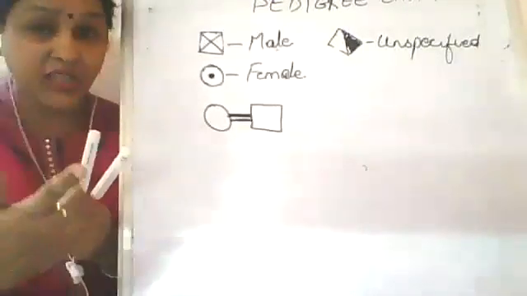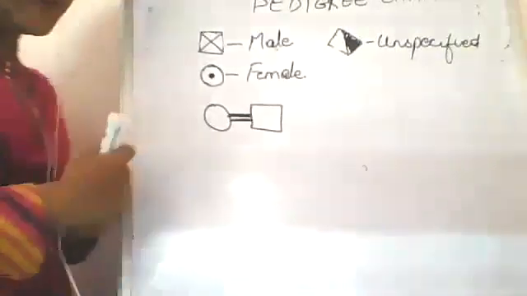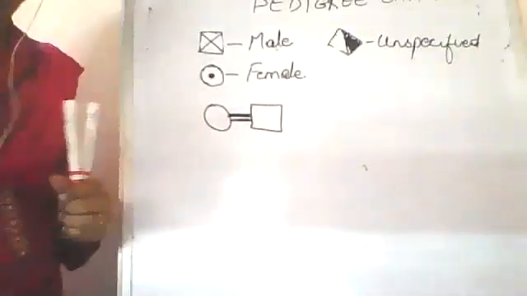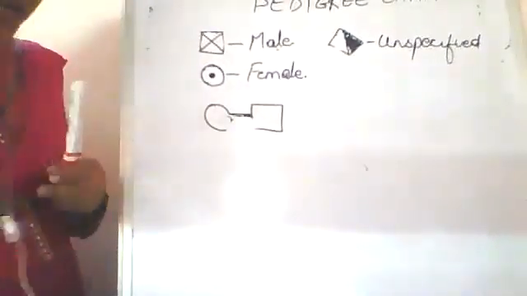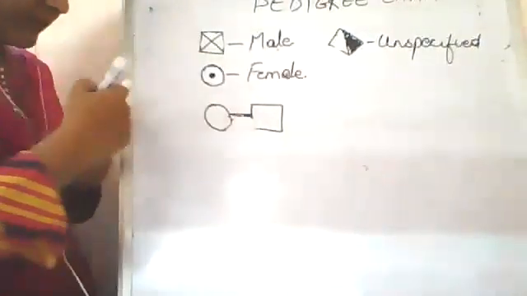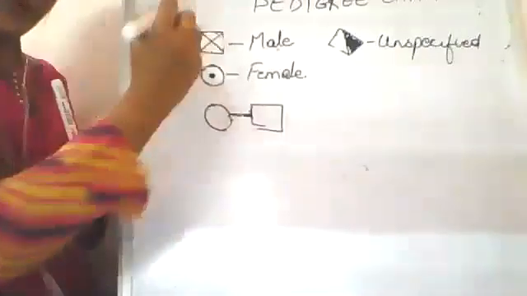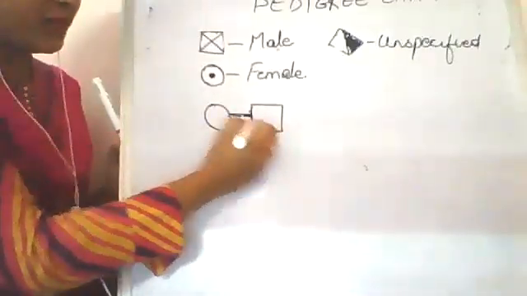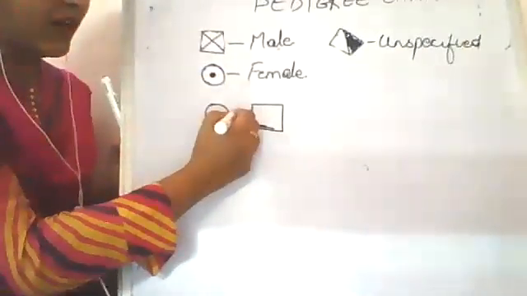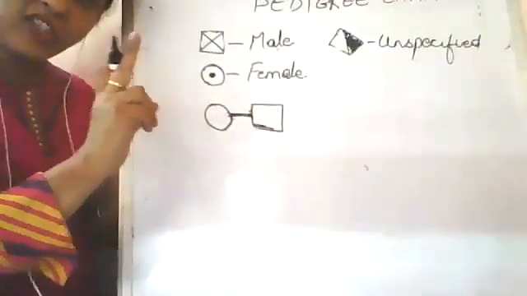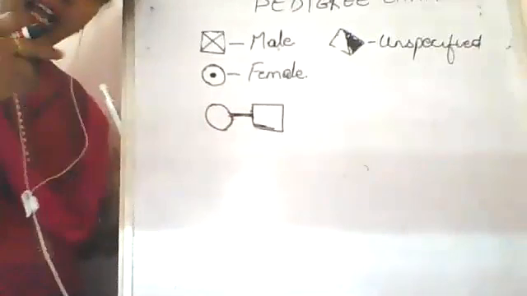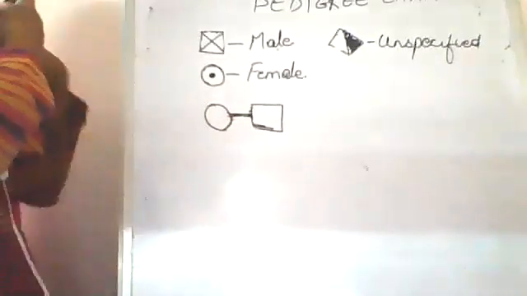Okay, this increases the chances of genetic diseases. Okay, so is this clear? Marriages between male and female, and consanguineous marriages. Now, as a result of the marriage between this male and female, they gave birth to 2 children. Okay, the elder was a female, and the younger was a male.